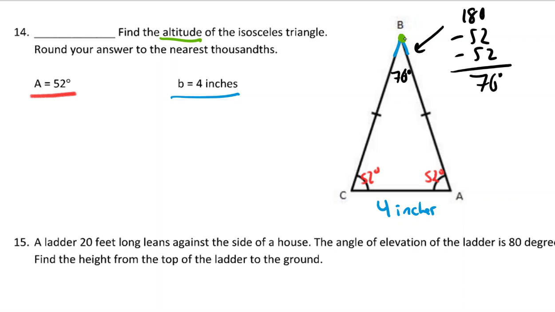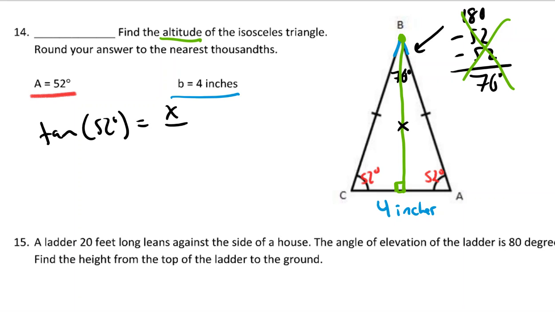Altitude is when you take one of these points and you draw it to the other side perpendicular. All the trig stuff that we've been doing is right triangle trig, so we need a right triangle. Okay, so I guess I actually didn't need this 76-degree angle. Didn't hurt anything, but if this is what I'm trying to find, I can now focus on either one of these two right triangles, and from 52 degrees, I'm trying to find opposite, and I know adjacent. What is the adjacent?